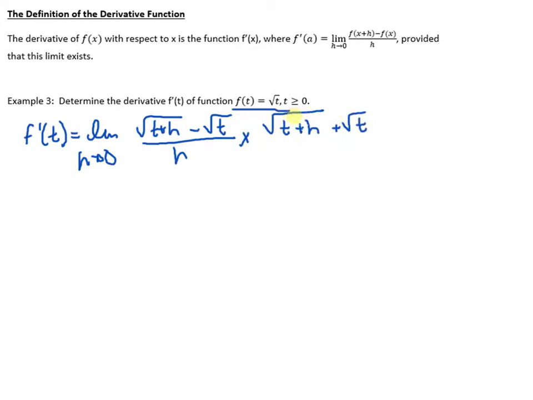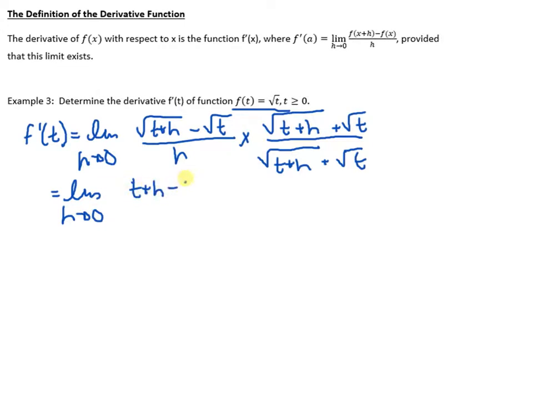So write the first thing as it is, switch the sign in the middle, write the second thing as it is. And it has to be over itself because then we're just multiplying again by 1. The numerator: t plus h minus t, because root(t+h) times root(t+h) is just t plus h. The middle two terms cancel, and then root t times root t is just t, so minus t. And this is going to be over root(t+h) plus root t.